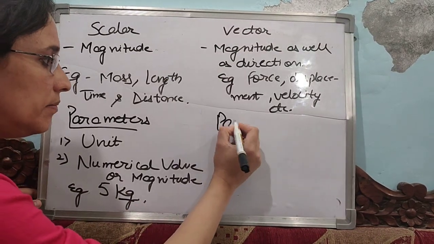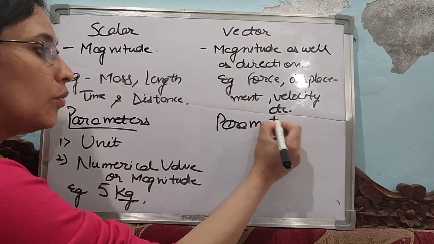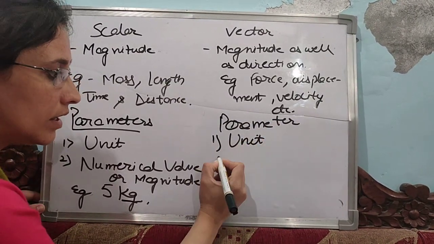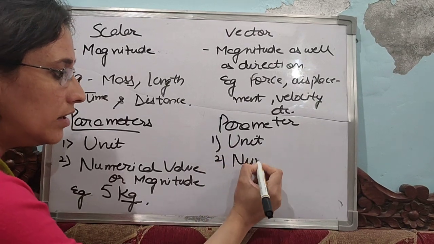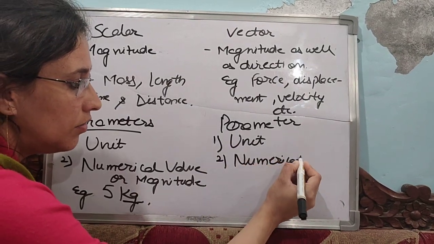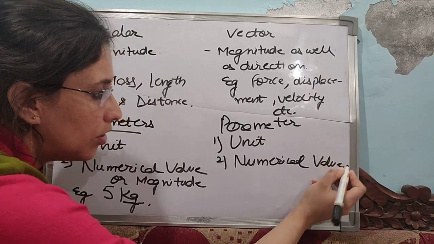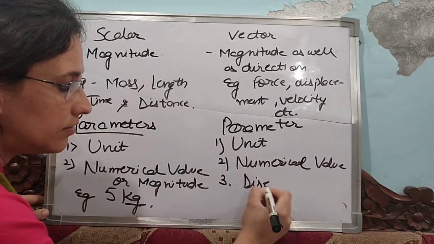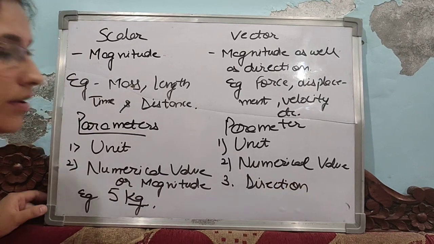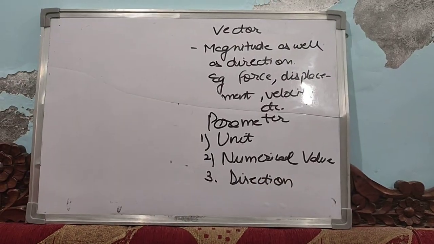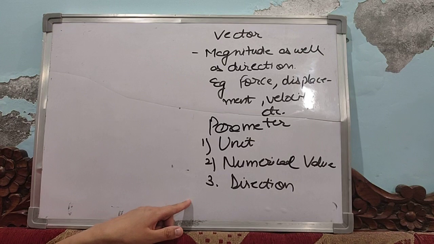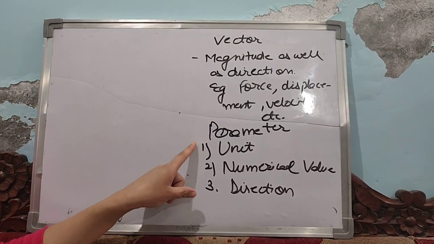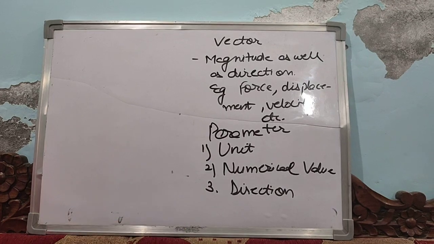Similarly, there are certain parameters to express vector quantities. First is your unit, second numerical value or magnitude, and third is direction. As I told you, there are three parameters for expressing vector quantities: unit, numerical value and direction.